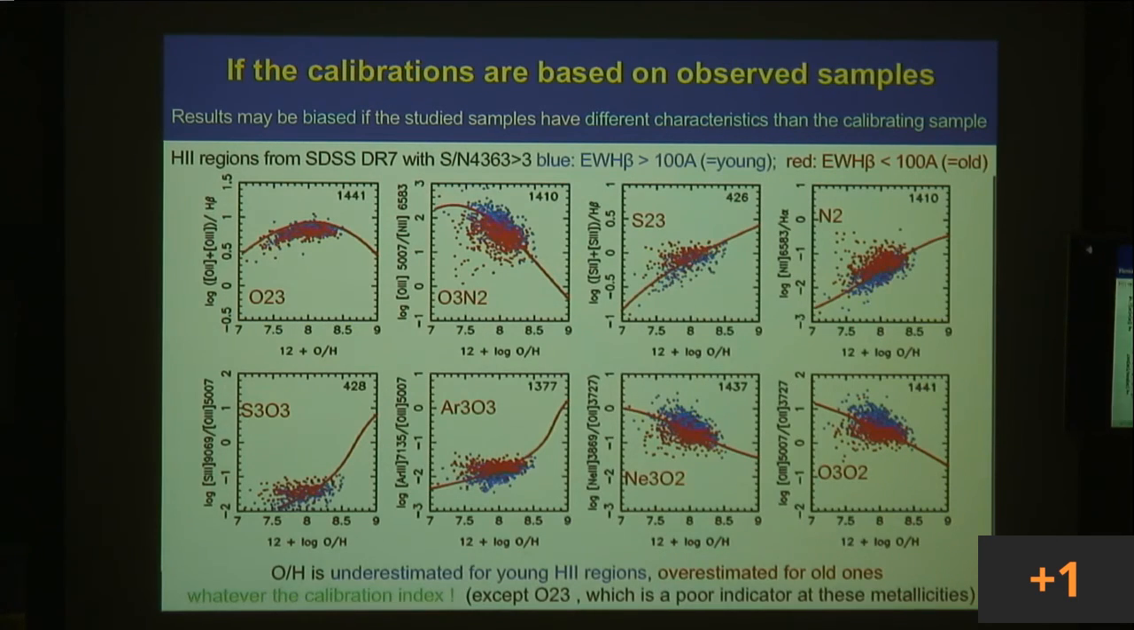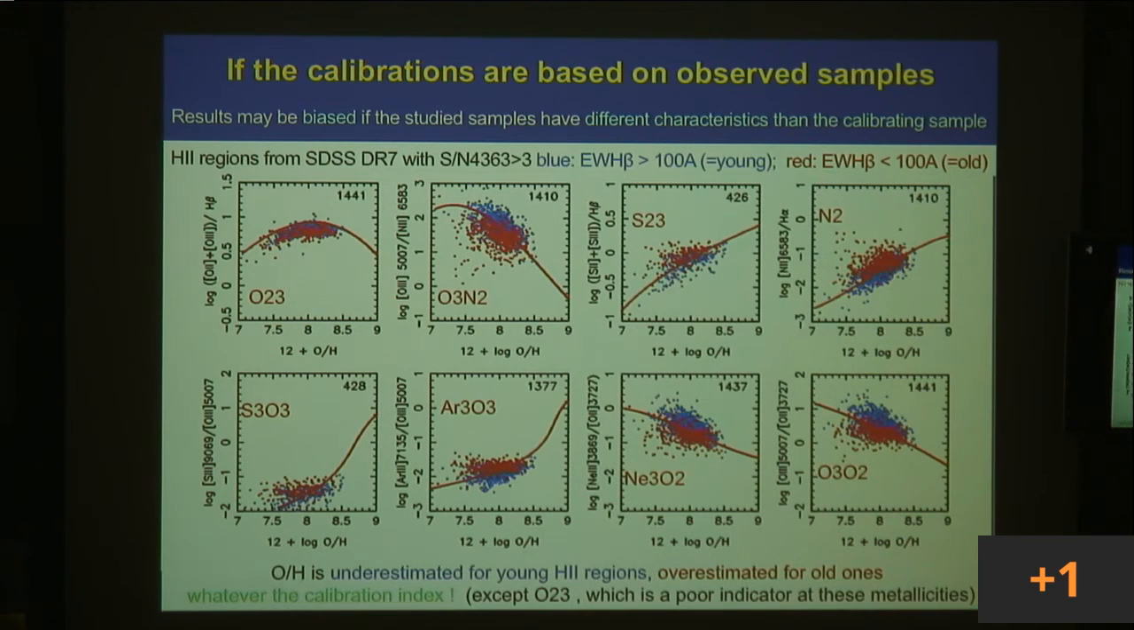So here is an example. I'm showing H2 regions from the Sloan Digital Sky Survey for which you could determine the oxygen abundance with a direct method. And I made 2 categories. One, which I will call young, they are the blue ones. They have large equivalent widths of H beta. And the other ones, which I will call old, they are in red.